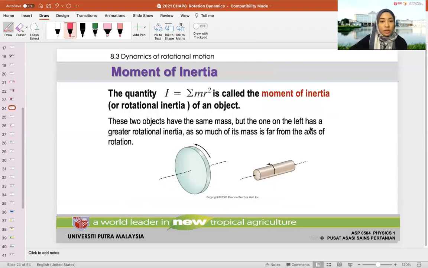So the net mr squared, I, is called the moment of inertia or rotational inertia of an object. These two objects have the same mass. We can say that this guy is 10 gram, this guy is 10 gram. However, remember that I is equal to the net mr squared. So the radius with respect to the axis of rotation is different. So obviously, even though they have the same mass, they won't have the same moment of inertia.